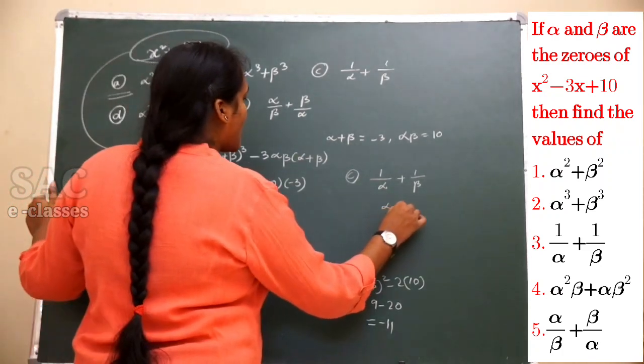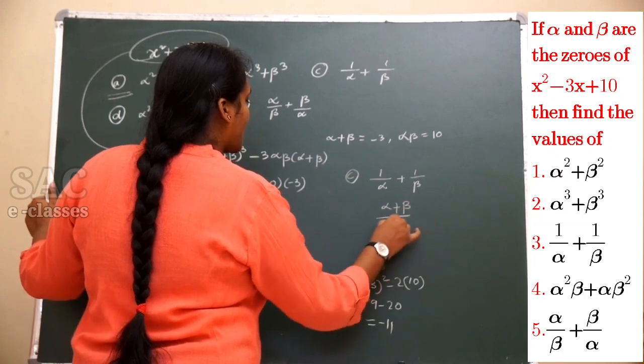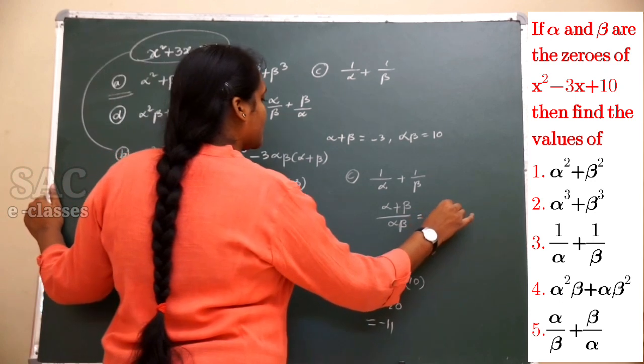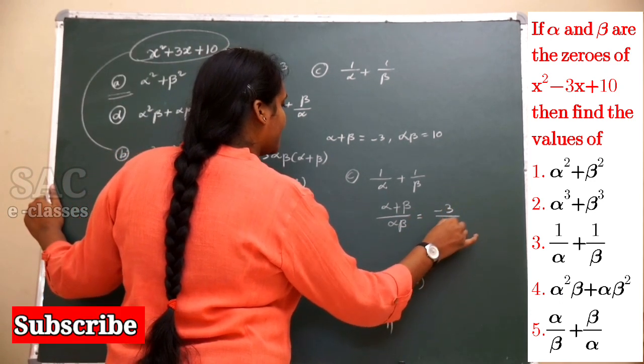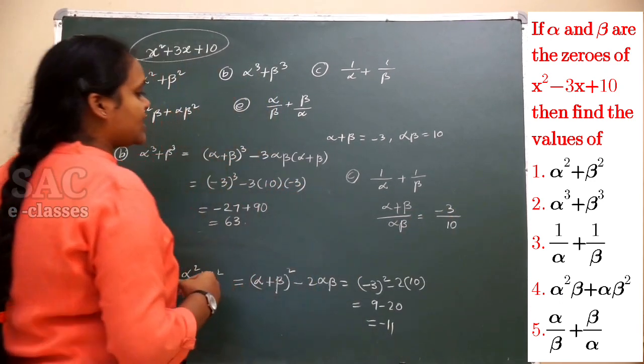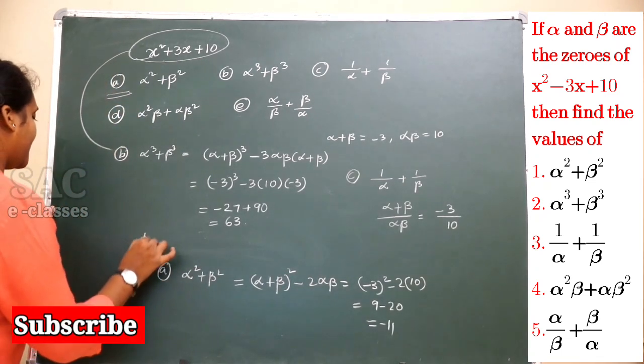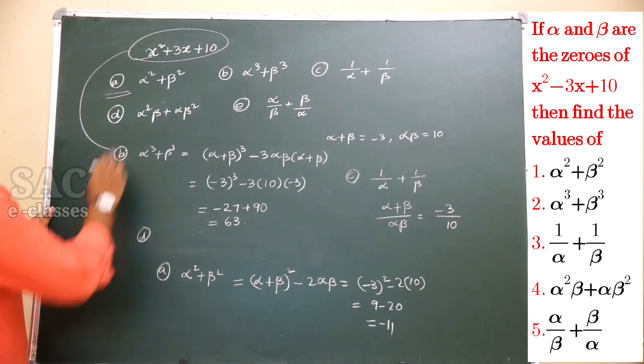Yes, that is alpha plus beta by alpha beta. What is alpha plus beta? Minus 3. Alpha into beta is 10. That's it. The answer is minus 3 by 10. What is the d bit? Let's look at the d bit.